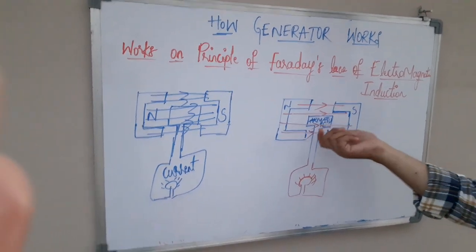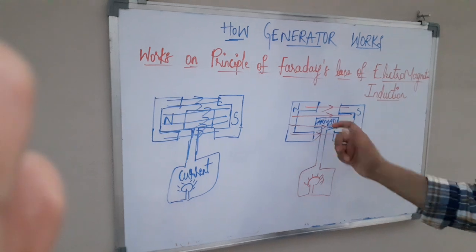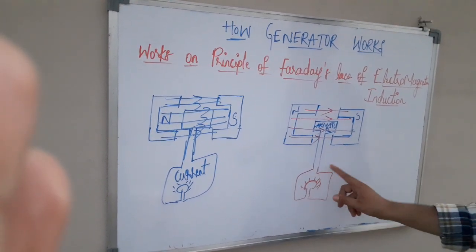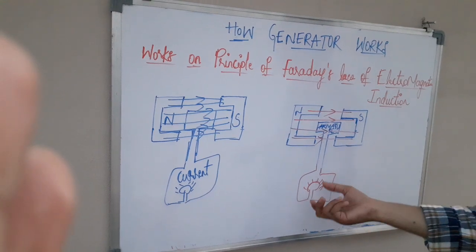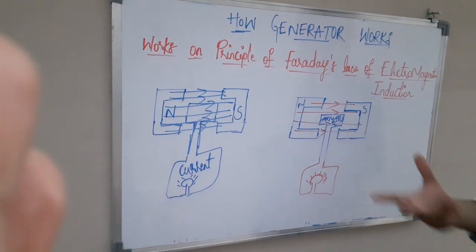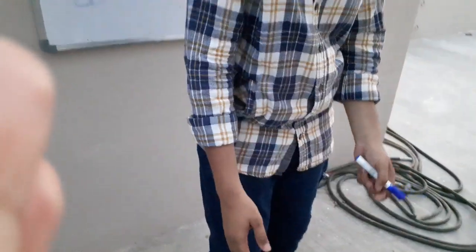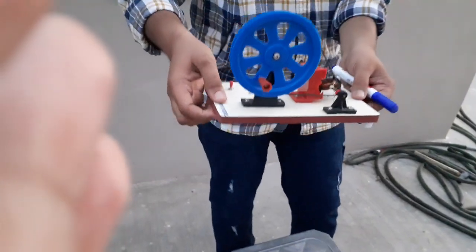And when magnetic flux is cut by an armature, then current will be generated in the armature, and this current will be given to the lights and bulbs, which will glow. So in order to make you understand practically, I have just made a small working model of a generator.